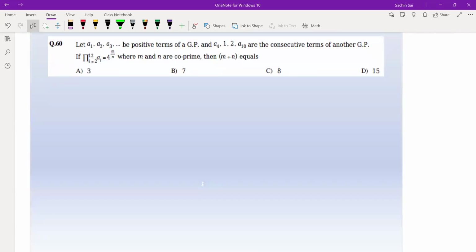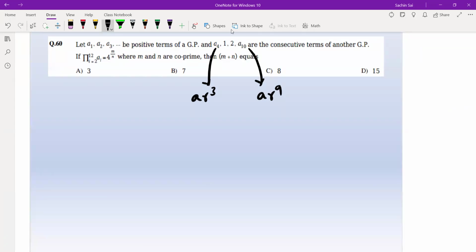Question 60. A1, A2, A3 are positive terms of a GP, and A4, 1, 2, and A10 are the consecutive terms of another GP. So let us take a general term for this GP. Let us say A4 is AR cube, and A10 is AR power 9, where A is the first term and R is the common ratio, right?